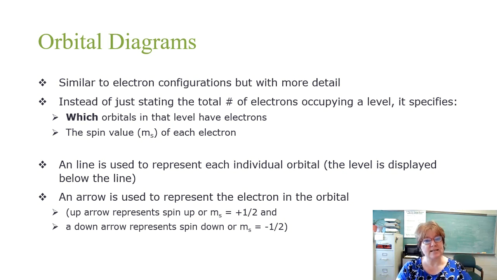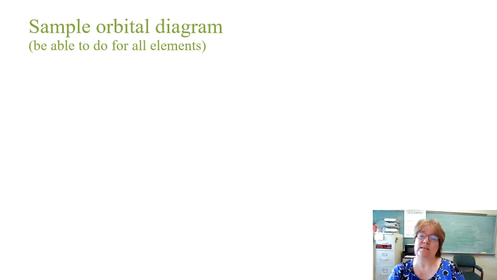We'll use a line to represent every orbital with the orbital designation below it, so I know what type of orbital it is. And I'll use an arrow to actually designate the electron in the orbital. If it's an up arrow, we call that spin up, and that means it has an ms value of +1/2. If it's a down arrow, we talk about spin down, or an ms value of -1/2. So it's going to look like this.